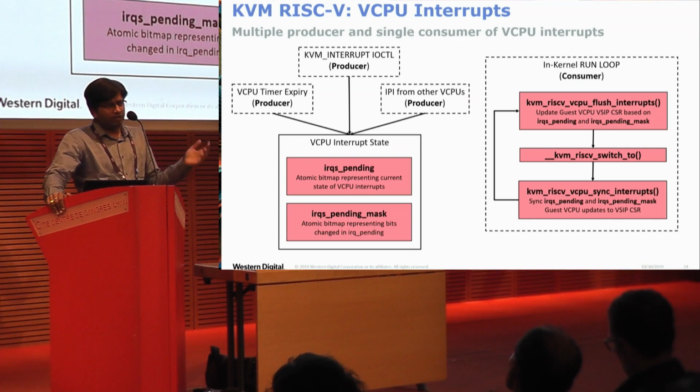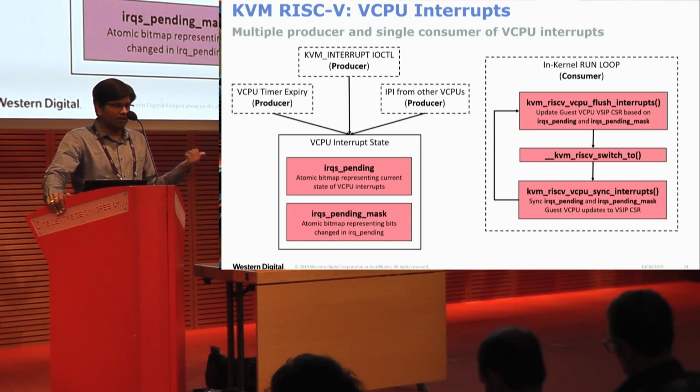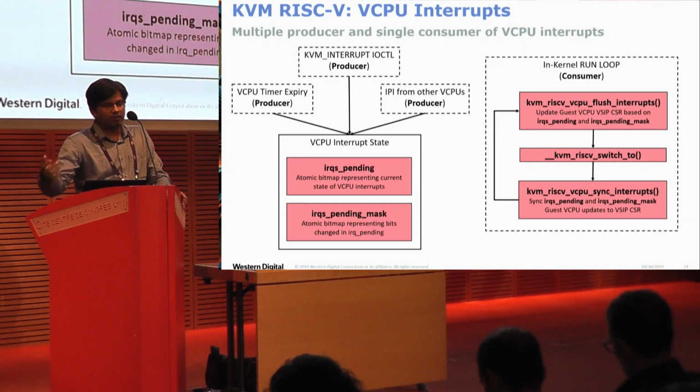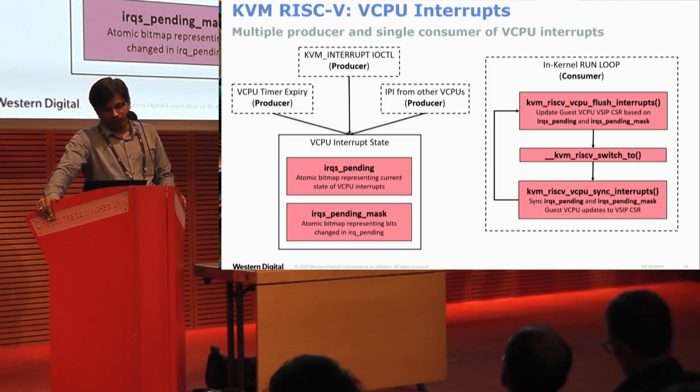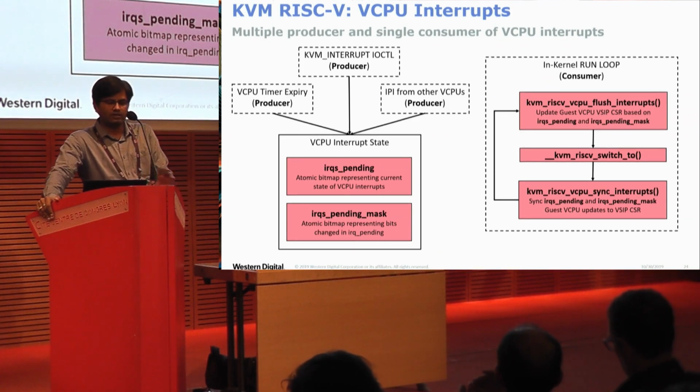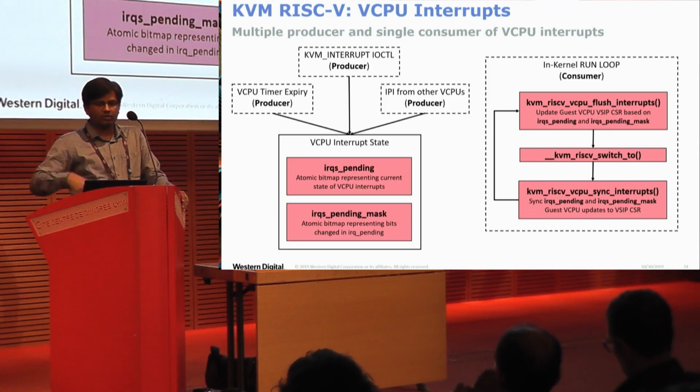We have various sources of injecting interrupts. One is user space itself, where the PLIC emulation or interrupt controller emulation in user space wants to trigger an interrupt. Then we have timer events expiring in the KVM kernel module for the VCPU. And we also have IPIs injected from other VCPUs of the same VM using SBI calls. So we have multiple producers, and in future it might even increase. That's why it's modeled around multiple producer and single consumer. The consumer is just the run loop, which consumes all the changes in the IRQs pending and pending mask and flushes them to hardware.